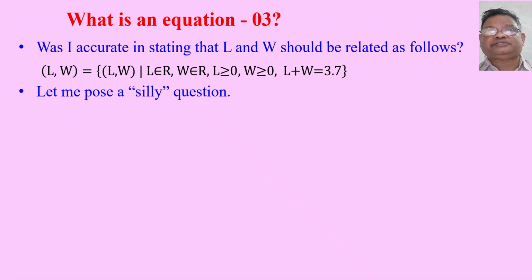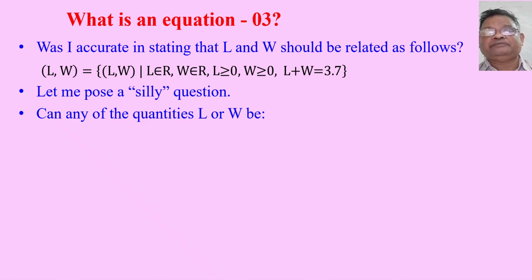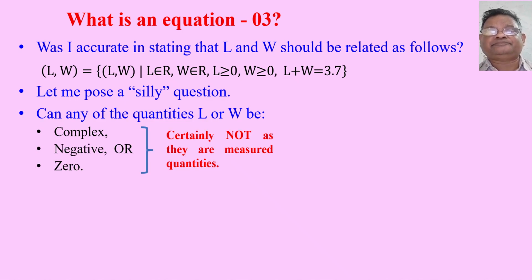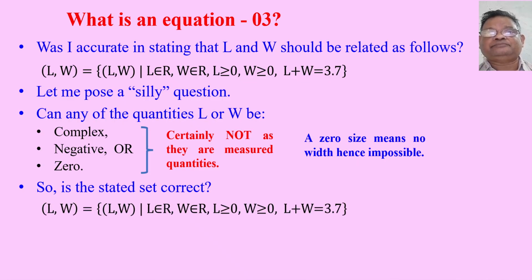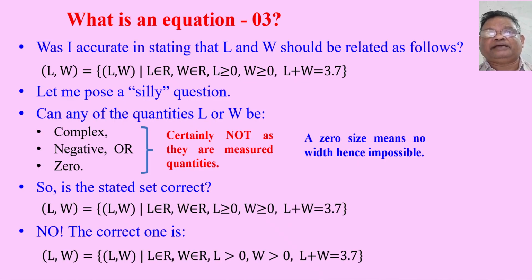Let me pose a silly question. Can any of these quantities L or W be complex, negative or 0? The answer is certainly not. Please note that there cannot be a 0 width. So, is the stated set correct as shown below? No. The correct one is as shown now, where it is clearly stated that L and W both should be greater than 0.